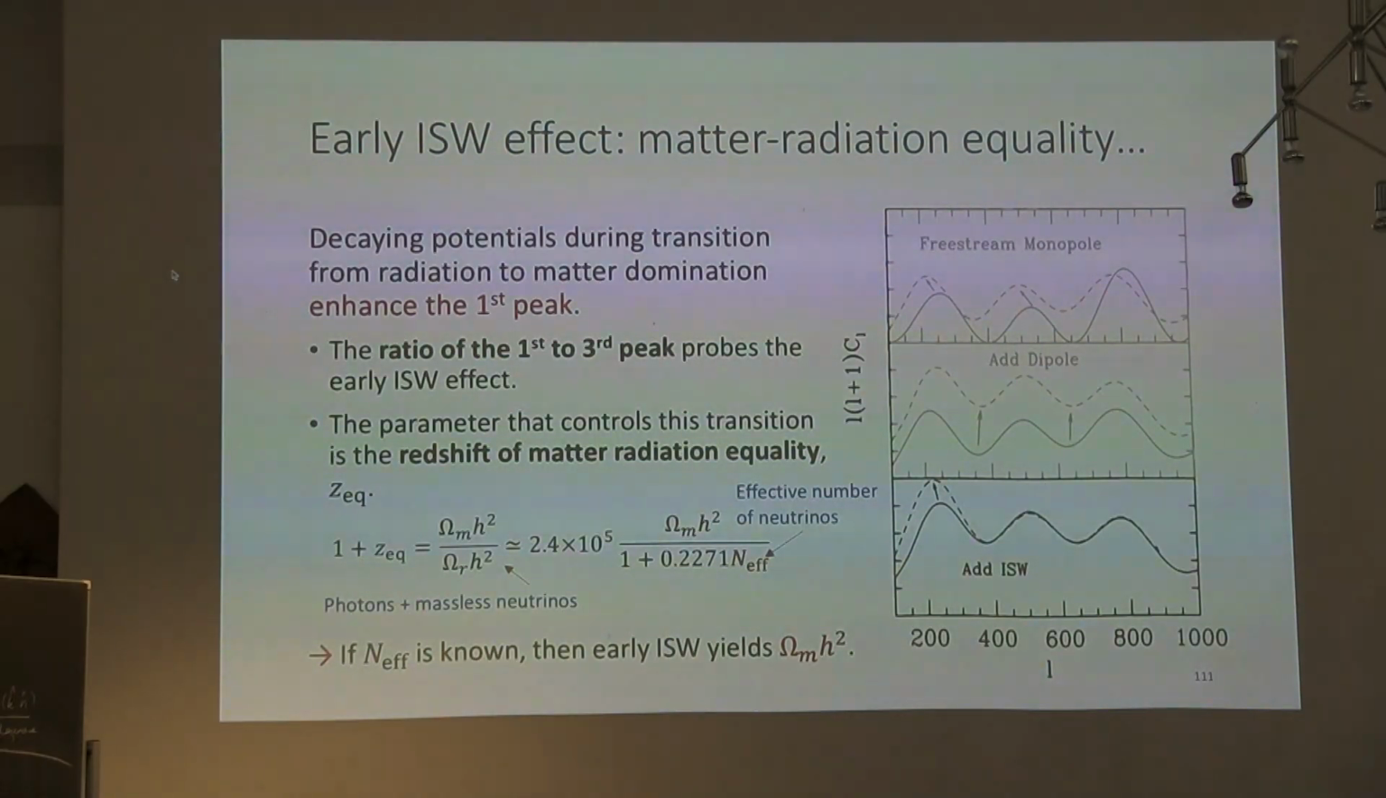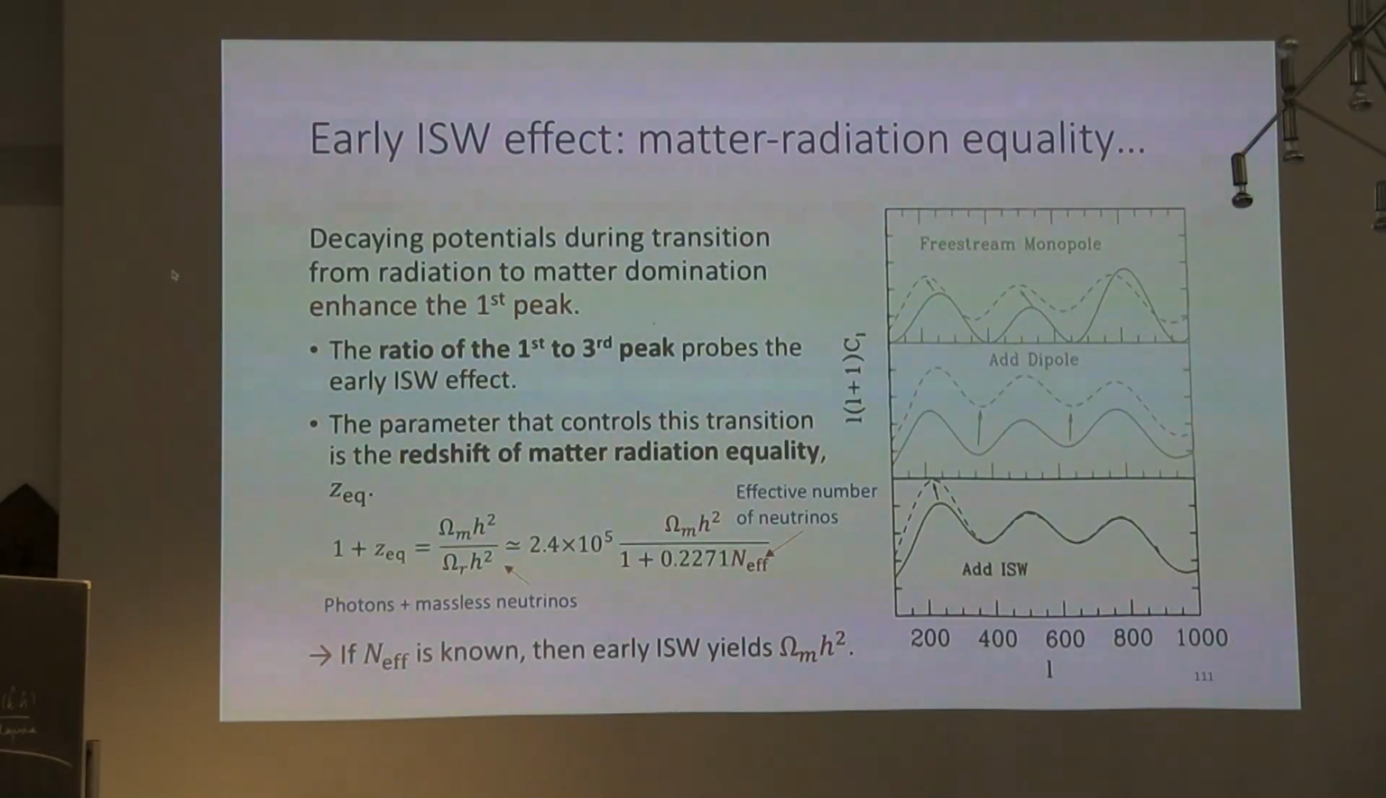Now, you can determine the size of the ISW effect by essentially just comparing what the first peak looks like to another odd peak. You don't compare with an even peak, because the even peak is influenced by R. You compare with another odd peak further down, so first to third, let's say, or the fifth, or whatever.